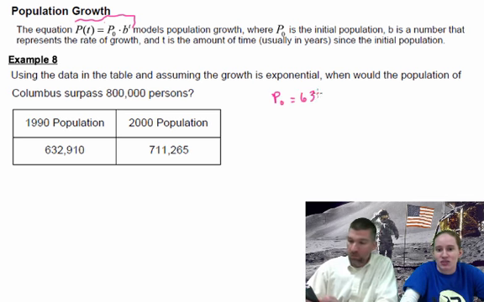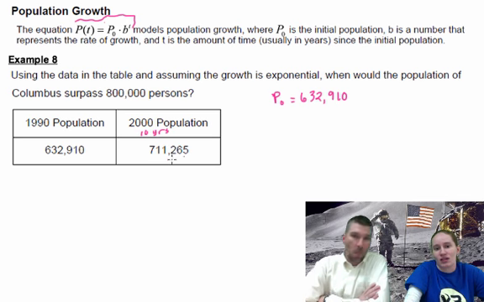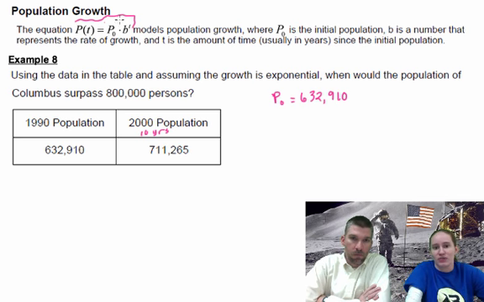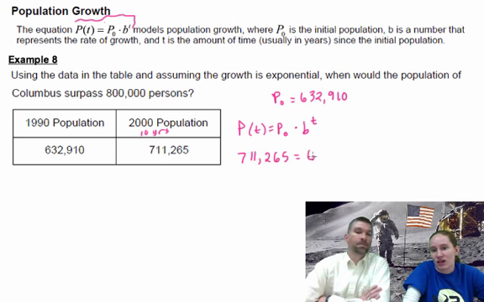The initial population is 632,910 because that's the first year they give us. And so we're saying that 10 years later, it is 711,265. This is something we know. So if we use this formula, P of T equals P naught times B to the T, we actually know almost all of this information. We know that P of T, which will be P of 10, is 711,265. I know P naught.